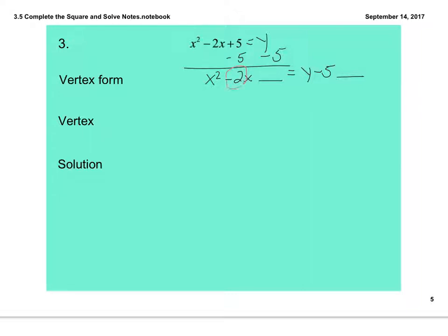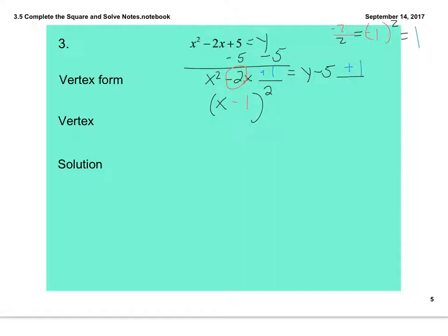Just like I've been doing, the negative 2, I'm going to divide by 2. And when I do that, I end up with negative 1. Thus, I know that what I'm going to square here, my perfect square factor, is x minus 1 quantity squared. In order to complete the square, I need to take my b term that I've divided by 2 and square it. And when I do that, I end up with 1. So I need to add 1 to both sides of the equation.